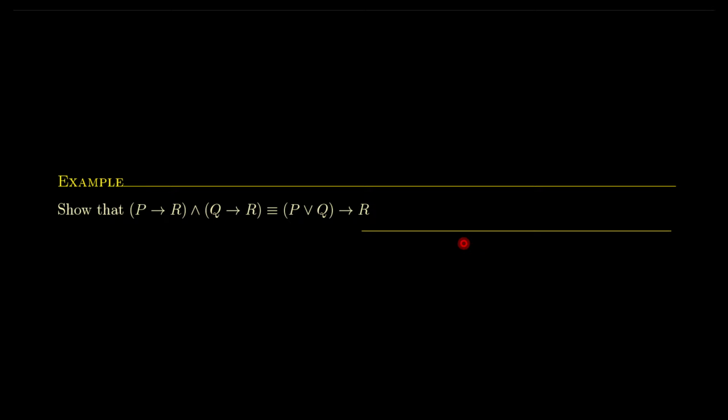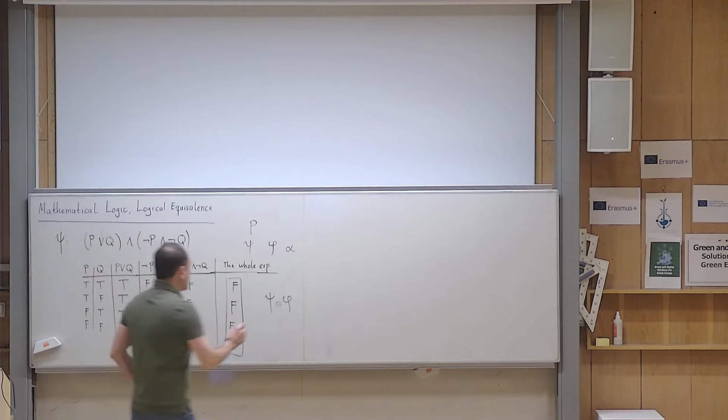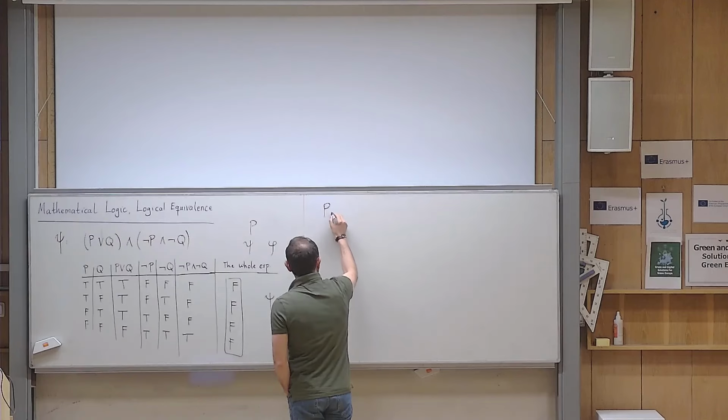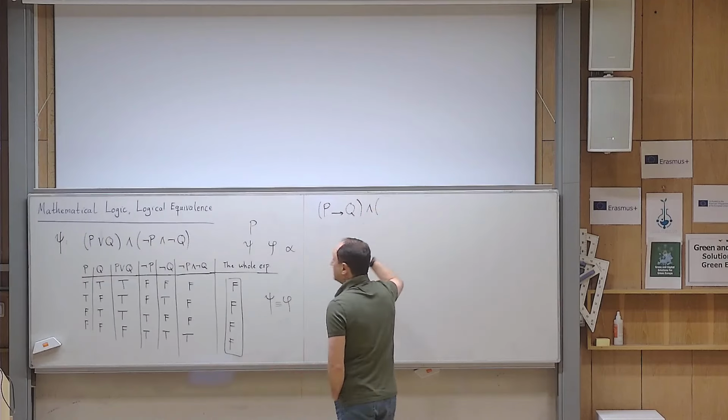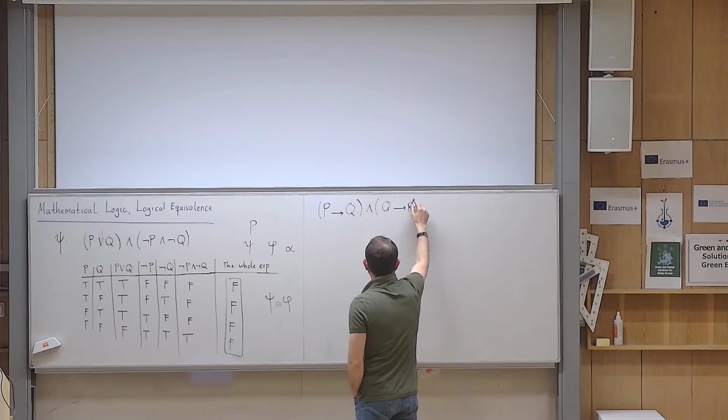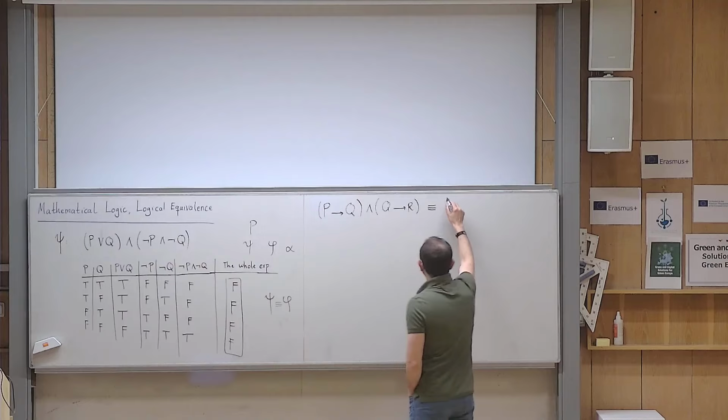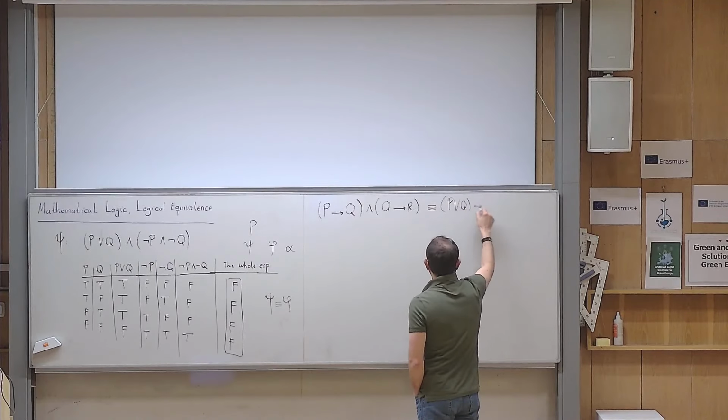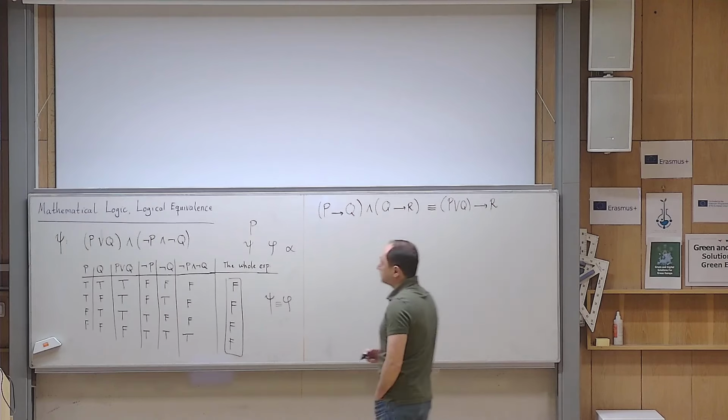Okay, for example, let us show that this is a logical equivalency. It's a logical law. So I want to say that if P then R and if Q then R is equivalent to saying if P or Q then R. Okay, so let me write it down here. So we want to show that if P then R and if Q then R is equivalent to if P or Q then R.